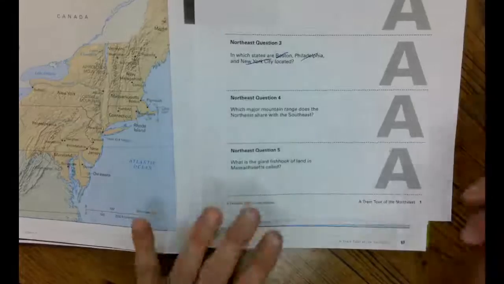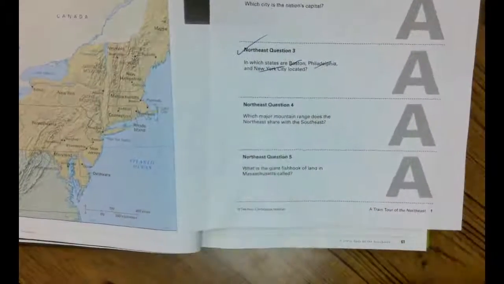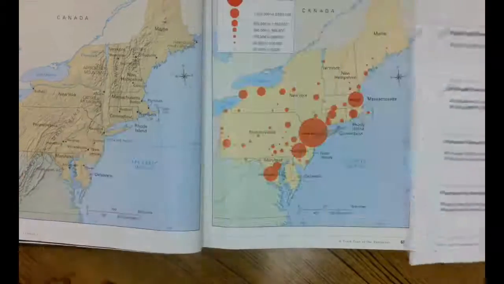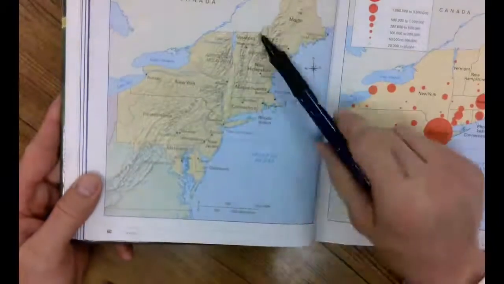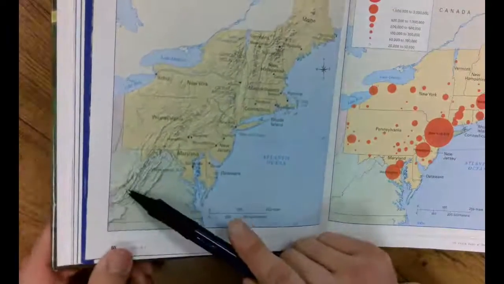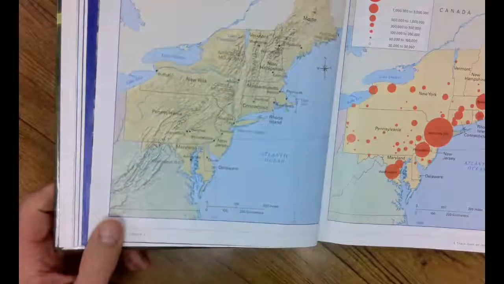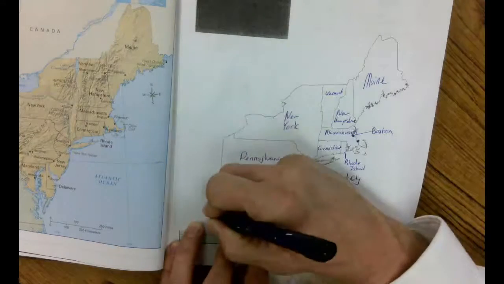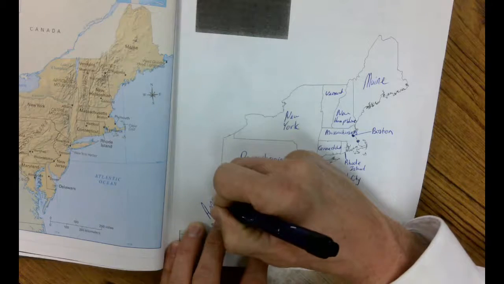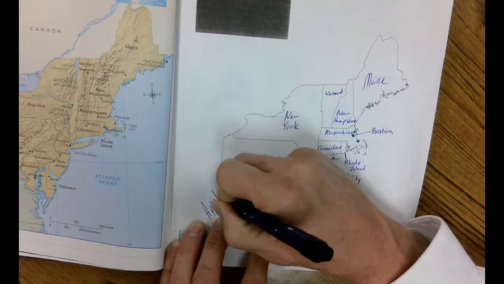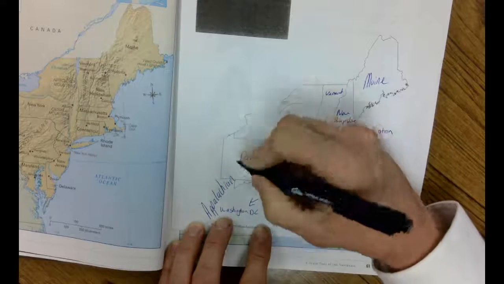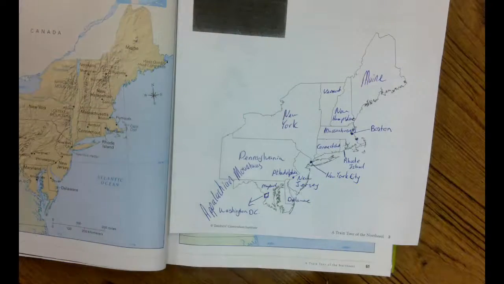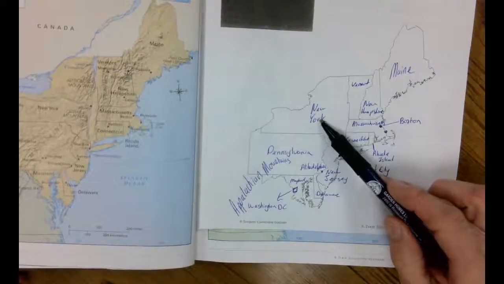Maybe you do. All right, Northeast, question 3, done. Question 4, which major mountain range does the Northeast share with the Southeast? In other words, we got this mountain range that goes in this portion and this. There it is, the Appalachian Mountains. We'll talk about this mountain range in both the Northeast and the South. So let's go ahead and start it here. And let's try to write it like they wrote it, nice and big. Appalachian Mountains. Goes all the way up into New York here, the Appalachian Mountains.